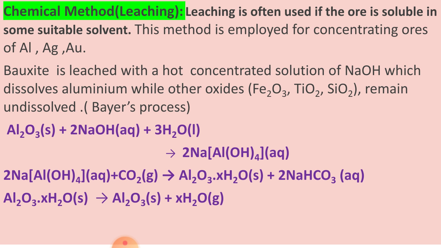Then this hydrated alumina is filtered, dried and heated to give pure alumina. So these three reactions you have to learn in the process of leaching. This question is asked in the board examination of 2020: How can you define leaching and write the reaction involved in the leaching?